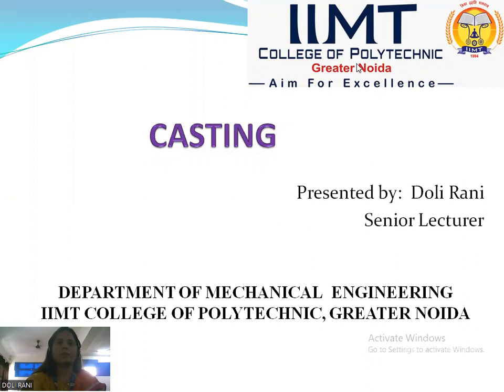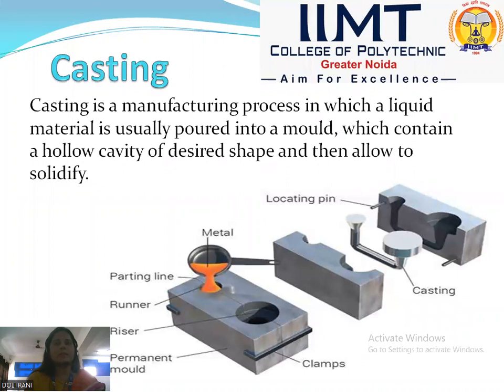Today, I'm going to discuss casting. Casting is a manufacturing process which is used to make any product, and molten metal is poured into the mold cavity. As we can see in the picture, this is a mold, and molten metal is poured into this cavity. After solidification, this is the final product.